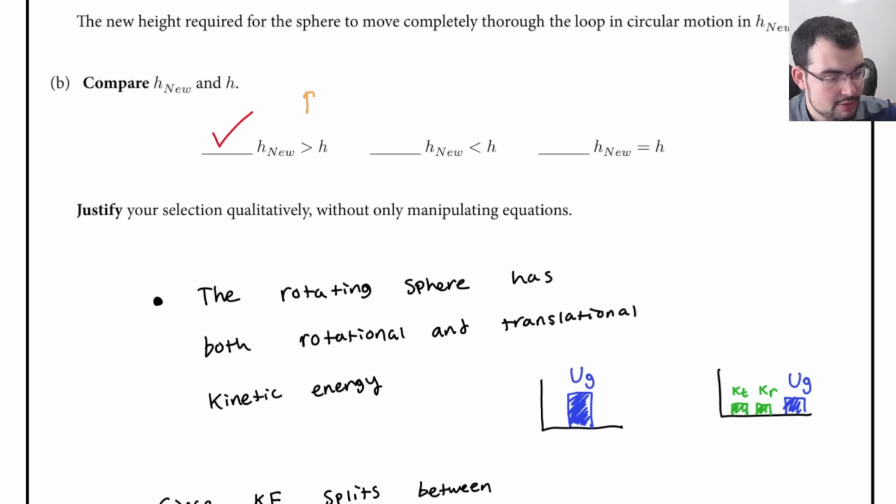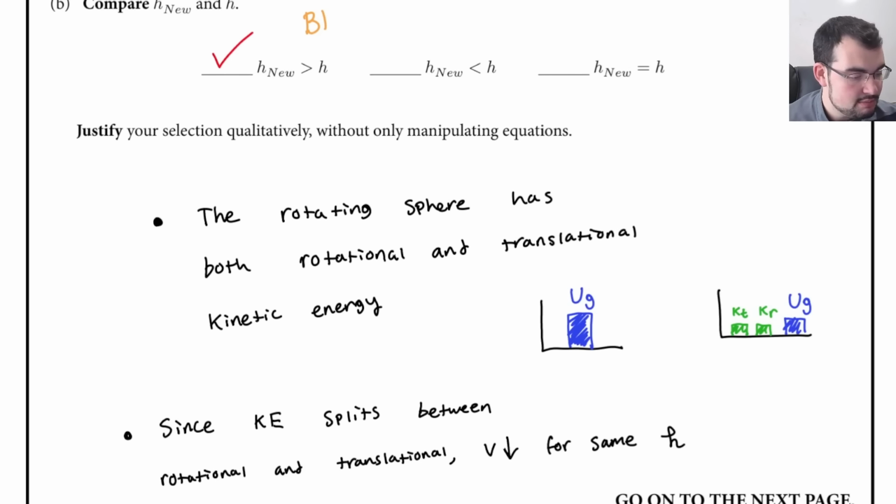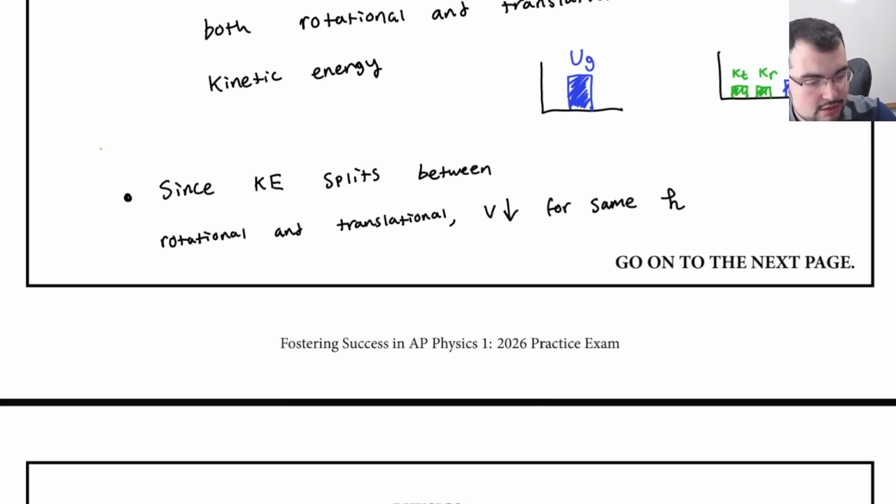So to get B1, you had to pick this. To get B2, all you had to do is identify that there's two forms of rotational kinetic energy. And then B3 is some variant of stating that the kinetic energy is being divided, which is going to decrease your speed, or anything equivalent to that. Now, if you want to run an explanation by me, you can comment that, but it's anything in the spirit of this.